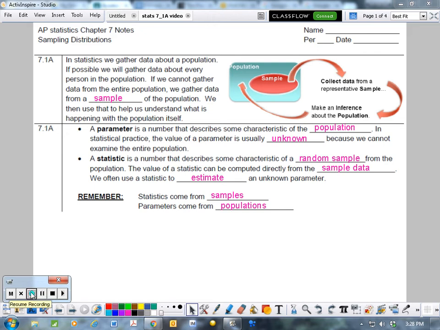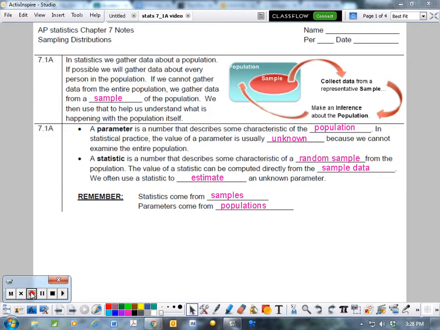Okay, so we're going to go ahead and start chapter 7 right now. In statistics, we gather data about a population. If it's possible, we try to gather data about every single person in the population. It's typically a census. But sometimes we can't afford to, or there's no way that we can possibly gather the data from the entire population.